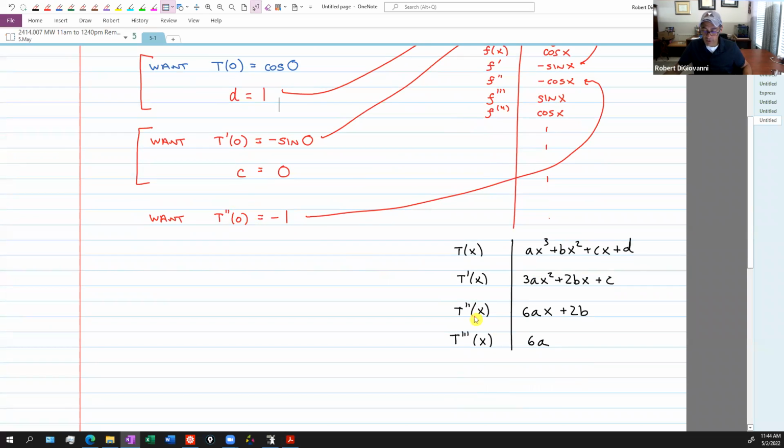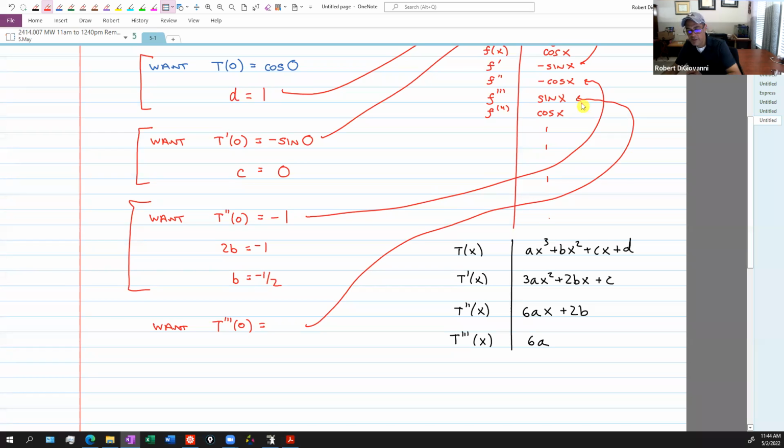So now my second derivative here, if I plug in zero, I need to get negative one. So if I plug zero into this, I get 2b must be negative one, which means b is negative a half. So now I know what b is. Finally, I want the third derivative at zero to be equal to the third derivative of cosine at zero. What's that? Sine, it's zero, right? And so the third derivative 6a equals zero, and that means a must be zero.